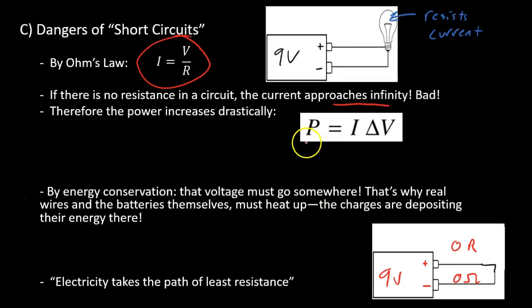Also, another way to look at it, we just learned about power. If I approaches infinity, you have an infinite amount of power being put out. Those batteries are going to die very, very quickly. Now, this is also a problem when we think of conservation of energy. Remember the whole idea: these batteries give charges an additional amount of energy, and those electrons must give up that energy. Well, if they have to give up that energy and now there's no light bulb, where is that energy going to go?